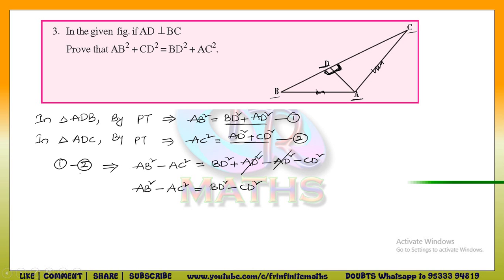Now transposing the minus terms to one side, so that they become plus, then what I am going to have, AB square, this minus CD square, if I transpose, this becomes plus CD square is equal to, here BD square already we have, this minus AC square will become plus AC square. Now if you observe, this is the thing he is asking you to prove, so hence proved, right?